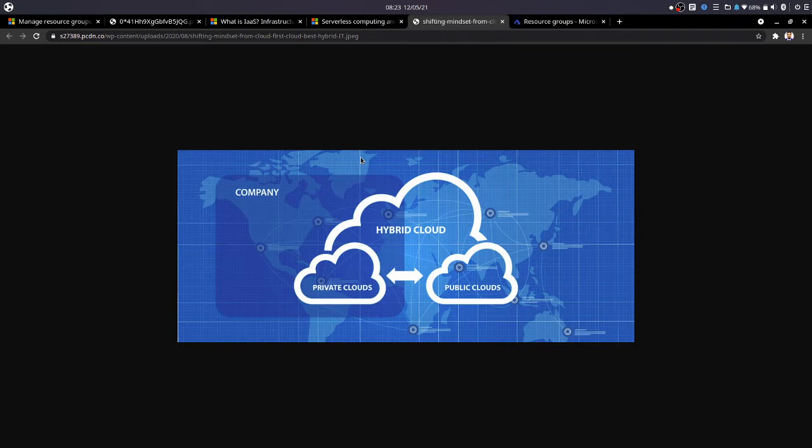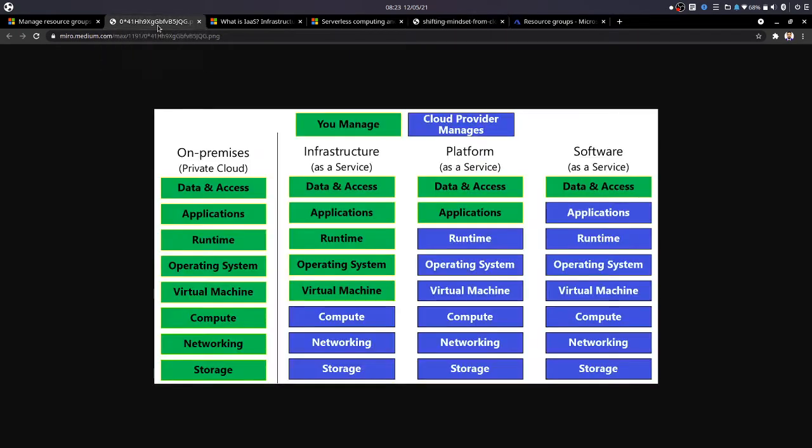Alright, so once we know about these cloud models, let us go ahead and look into the IaaS, PaaS and SaaS services, and also on premises, and the roles and responsibilities. As you can see, the green part is what we manage as consumers or customers, and in on premises we manage literally everything, starting from storage, network, compute, VM, operating system, runtime, application, data and access. Everything is under our control. That is one of the benefits, but it is also our responsibility to look at all of this.